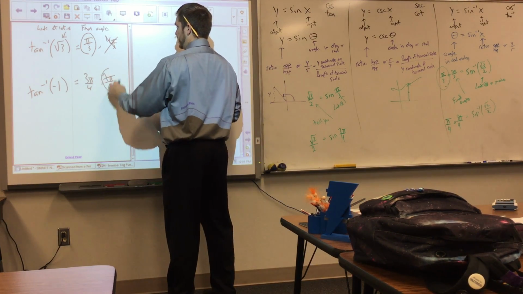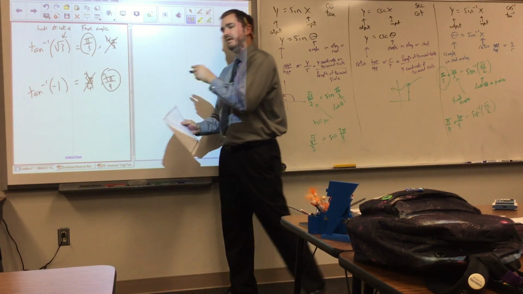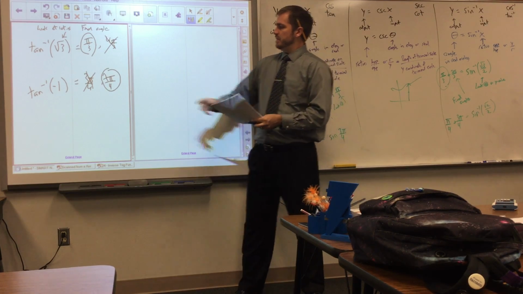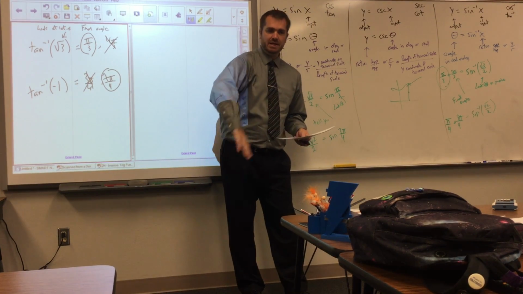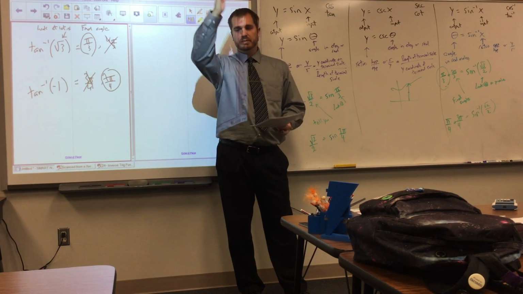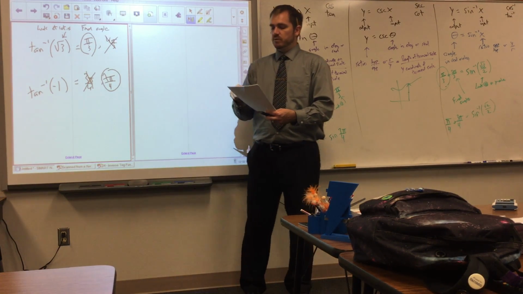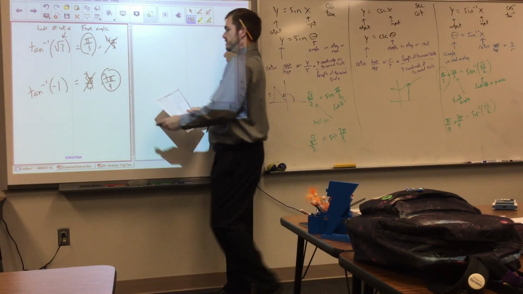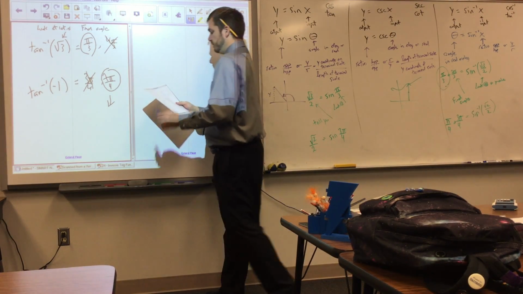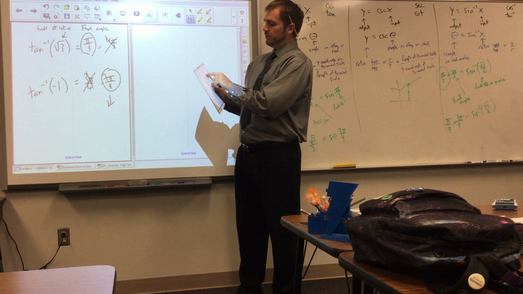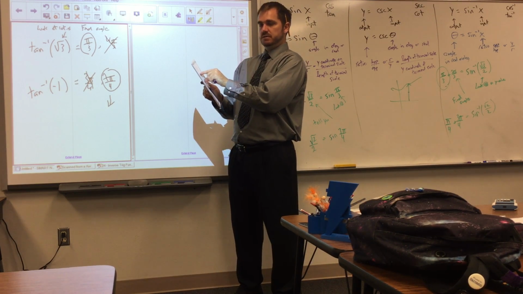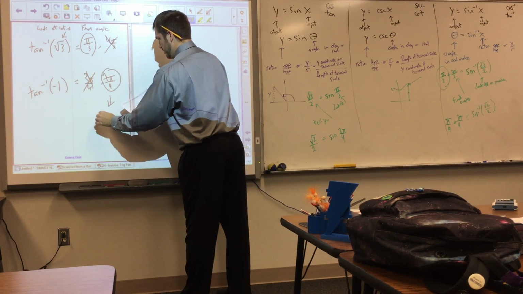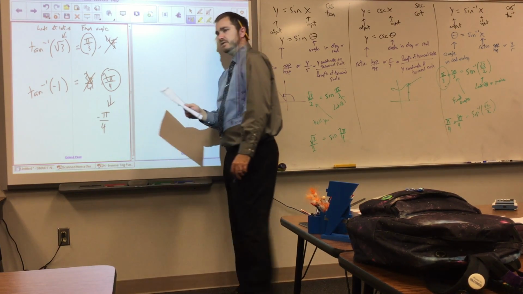7 pi over 4 is the fourth quadrant answer, but that's not my official final answer, okay? Because remember, that's not between -90 and +90, or negative pi over 2 and positive pi over 2. And since I'm in the fourth quadrant, I'm going to need to have some sort of negative answer there. So, well, 7 pi over 4, that's 45 degrees below, right? So it'd be negative pi over 4 is my official answer.